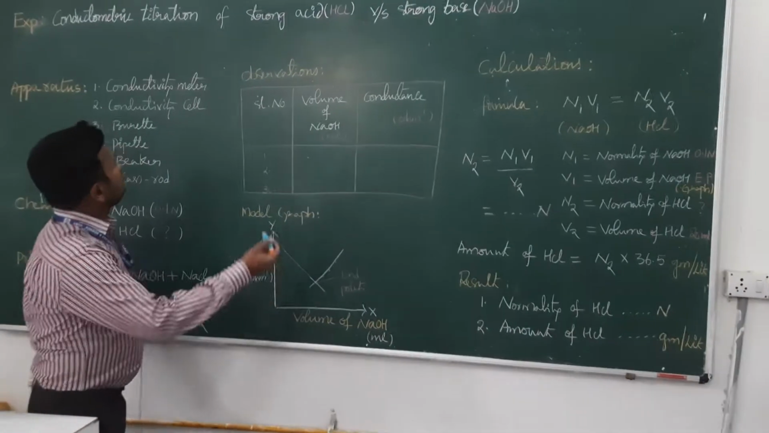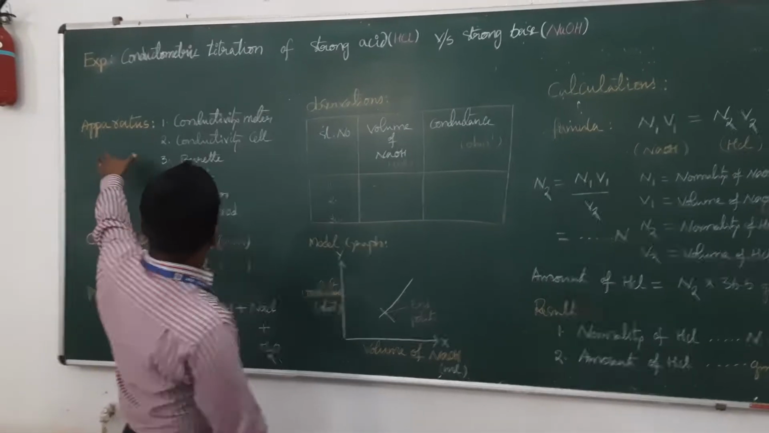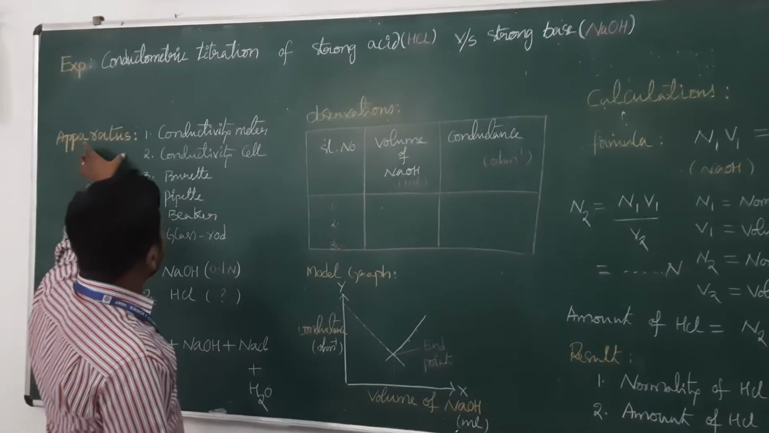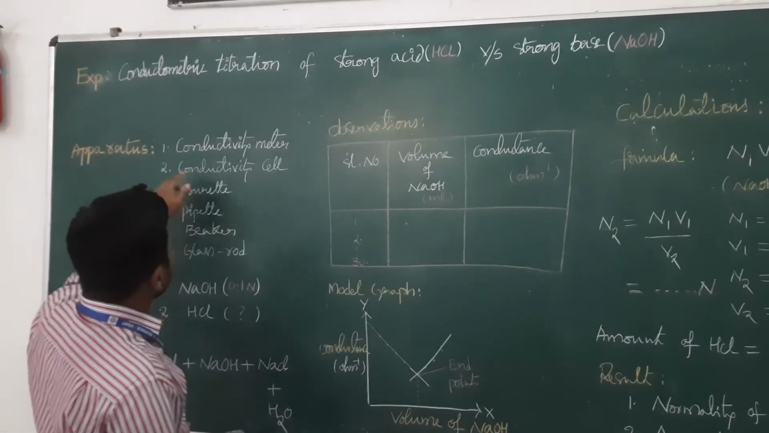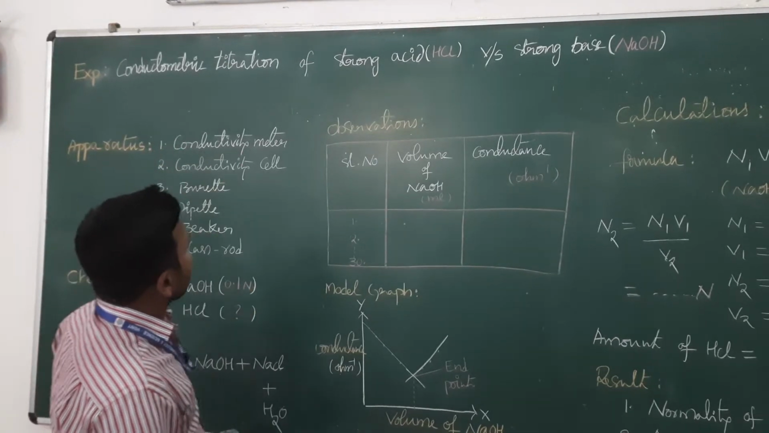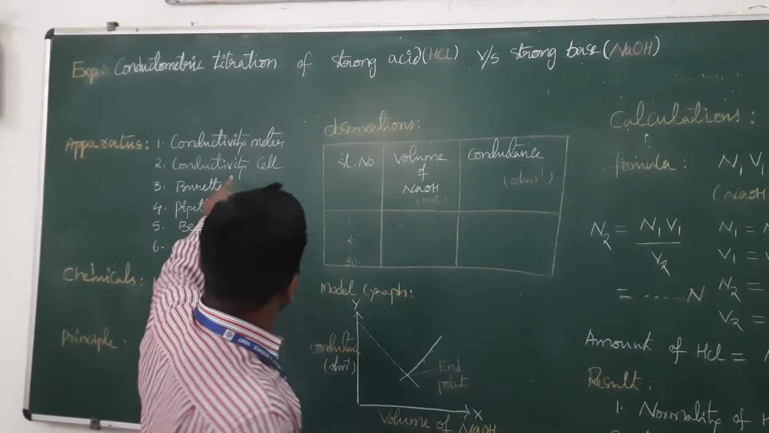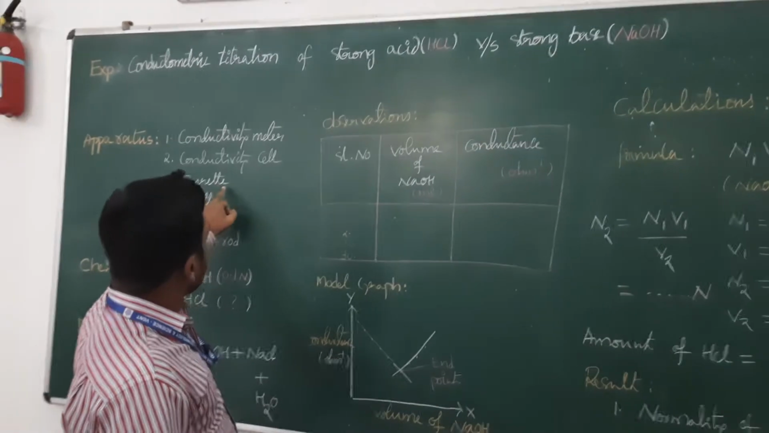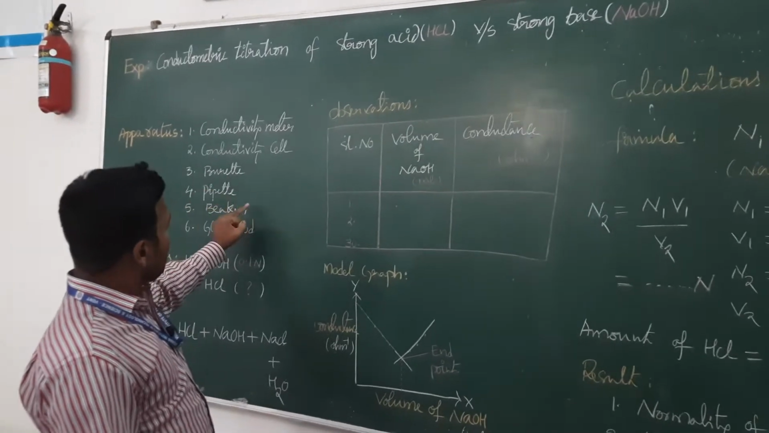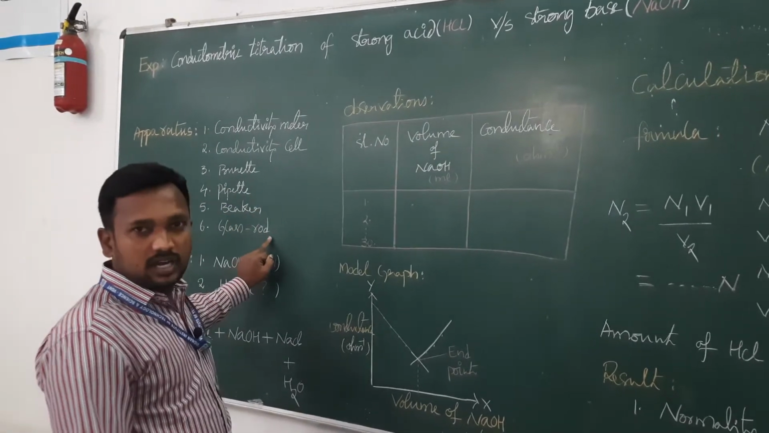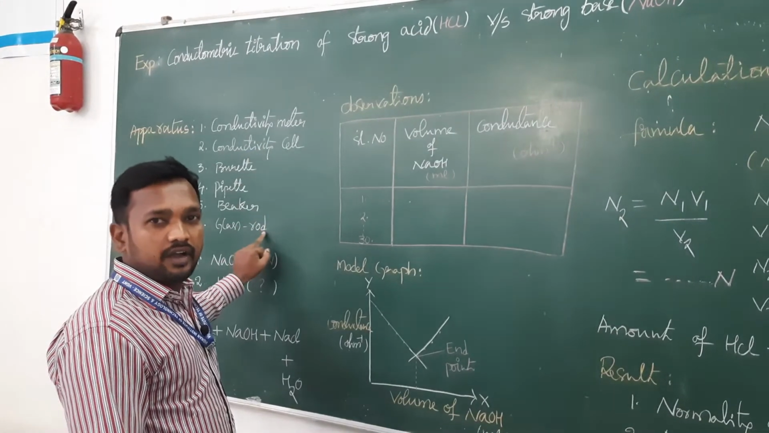So, in this experiment, we require the following apparatus: a conductivity meter, a conductivity cell, a burette, a pipette, a beaker and a glass rod. These are the required apparatus.